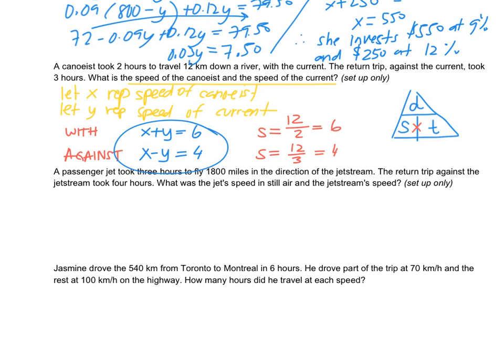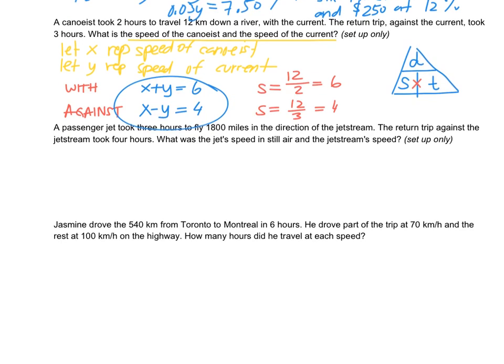Now, the next one is very similar. A passenger jet took 3 hours to fly 1,800 miles in the direction of the jet stream, so with it. And on the return trip, they were against the jet stream, and it took 4 hours, so it took longer. What was the jet's speed in still air and the jet stream speed? So I want you to try to do this one on your own.